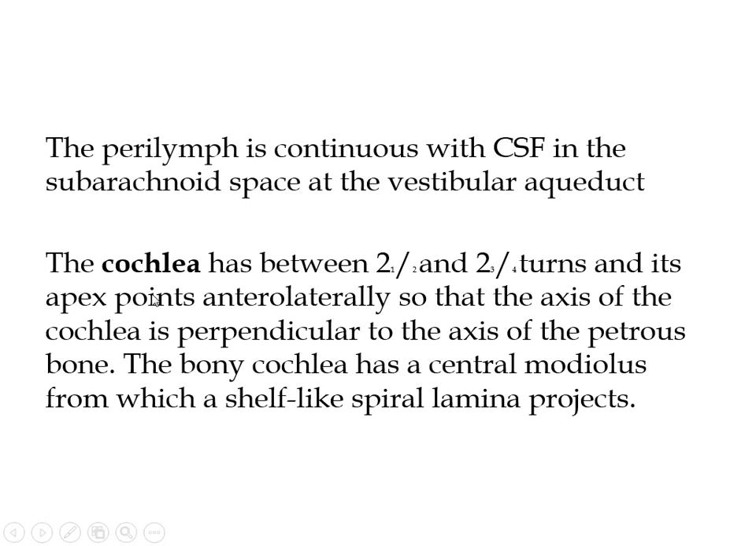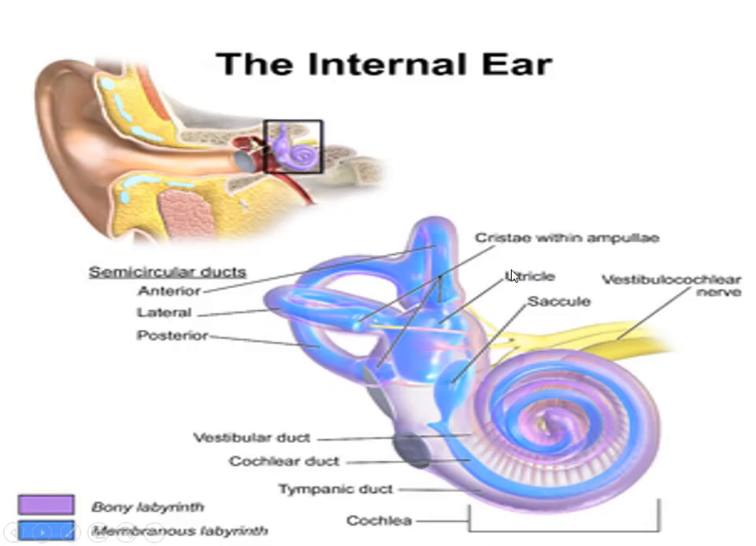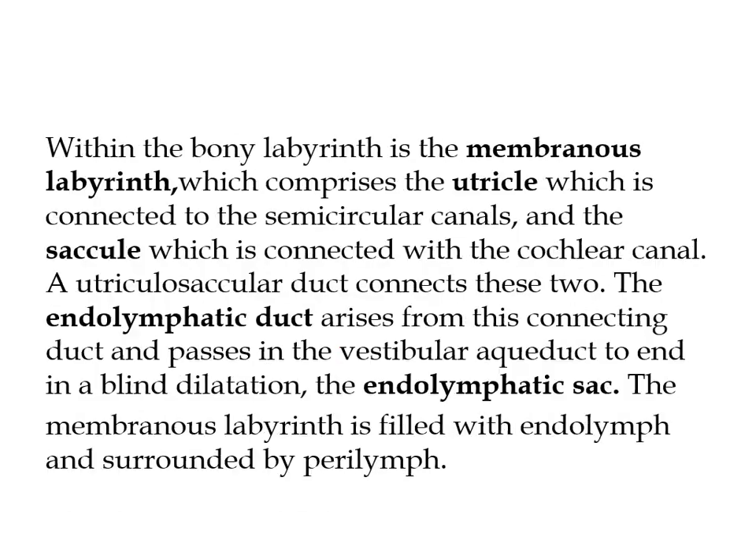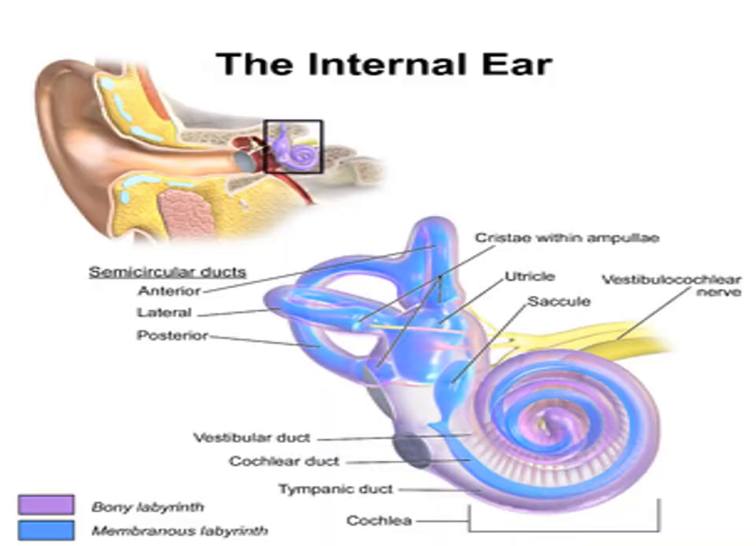The cochlea has 2.5, or 2 and 3/4, turns. This is two turns and a half. Its apex is perpendicular to the petrous bone.